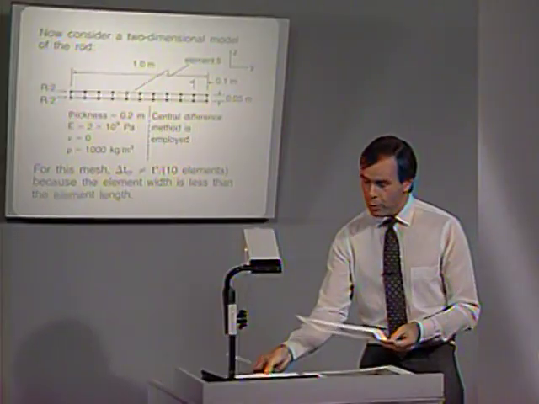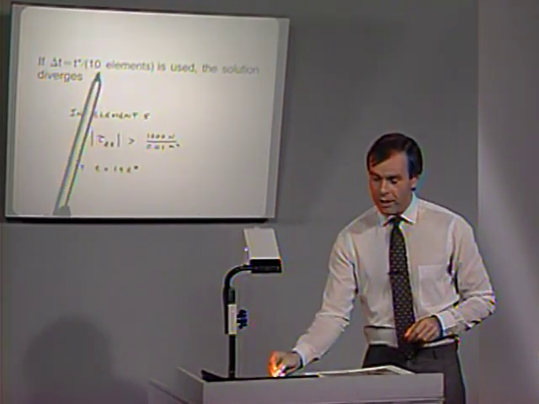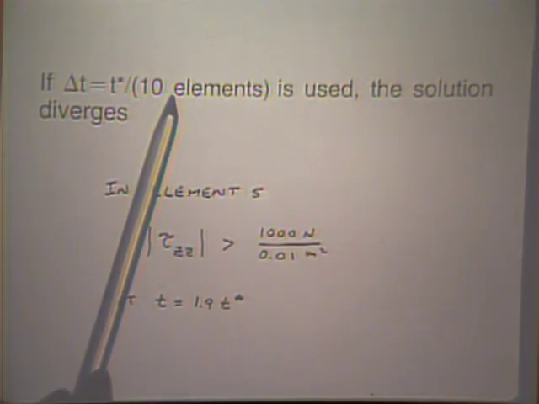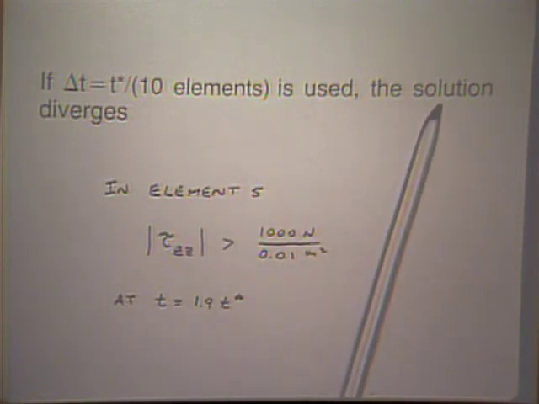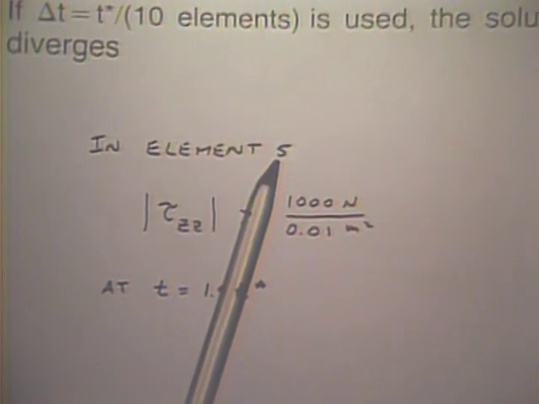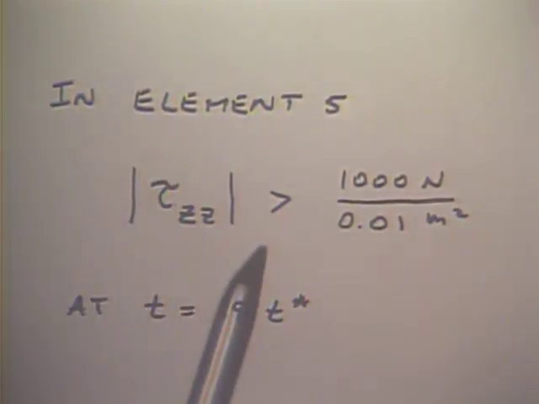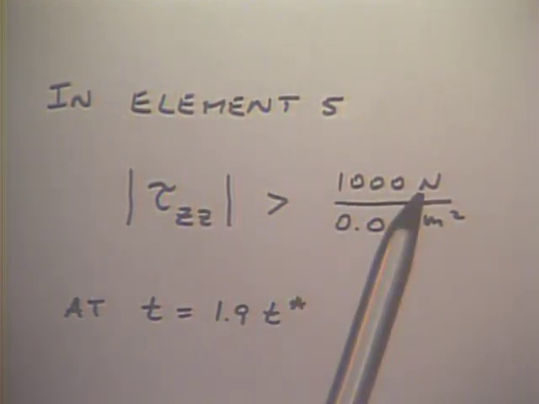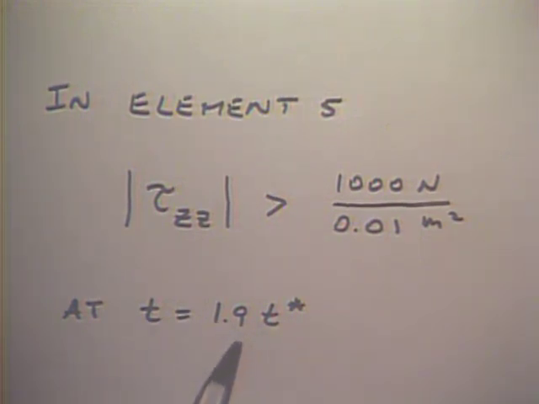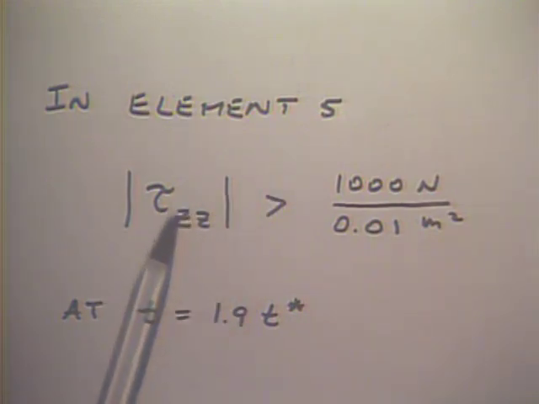And if you were to use delta t equal to t star over 10 elements, which was the critical time step that we used when we solved the truss element model, then we would find that the solution diverges. In fact, in element 5, which was the element that we always used to measure our stress, we find that the absolute value of tau zz is greater than the 1000 Newton divided by the area at this time. Notice that it was 1,000 Newton that we applied.